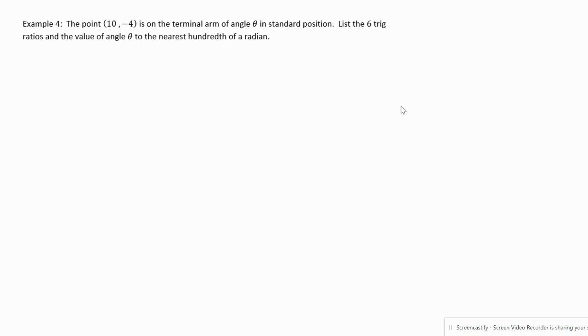Point 10, -4. So this is the exact same question that we had before. List the 6 trig ratios and the value of angle theta to the nearest hundredth of a radian. Okay, so we're going to go 10, -4 will be down here.